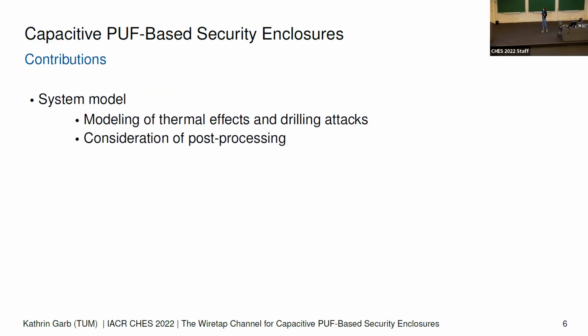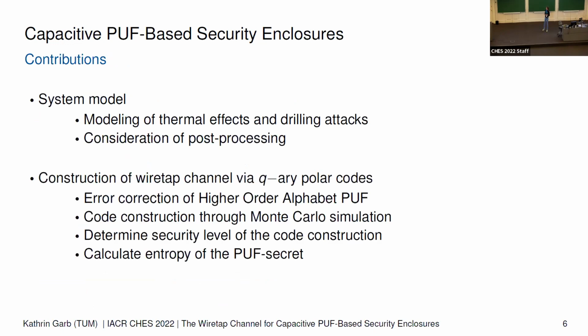We did that by first taking a look at the system model: how can the PUF response be modeled, considering thermal influences and attack effects, and considering all post-processing steps of the PUF. Then we took the system model to construct a wiretap channel with polar codes. The goal here was to optimize the error correction for the PUF and to construct a code through a Monte Carlo simulation. And then in the end, to get also a measure of how good the code construction is: what is the security level of the code construction, and how much entropy is left for the PUF secret?